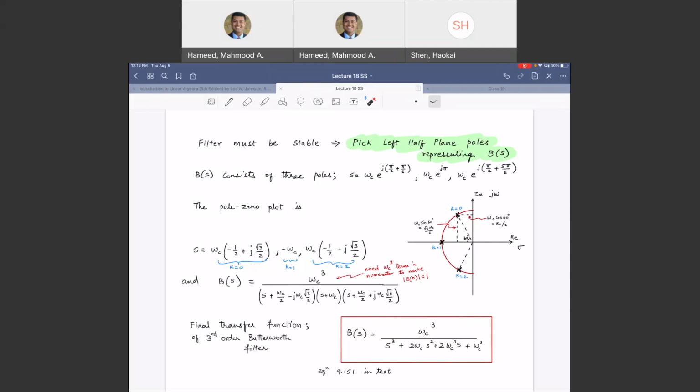B of S is the transfer function of the filter. We never used the impulse response for the discussion today. We just used the transfer function. But if we convert it to the time domain, yes, we get the impulse response of the third order Butterworth filter.